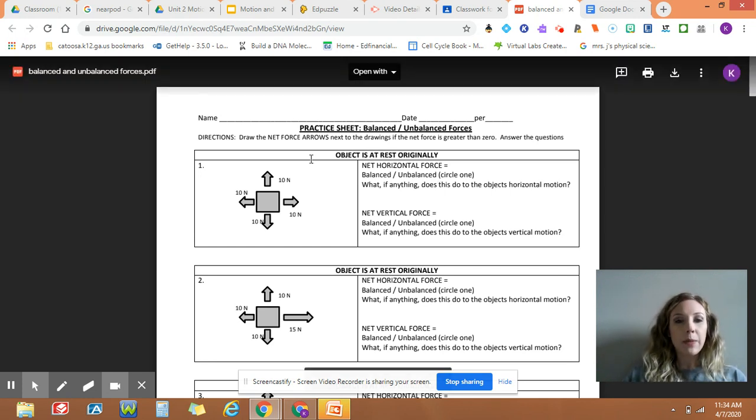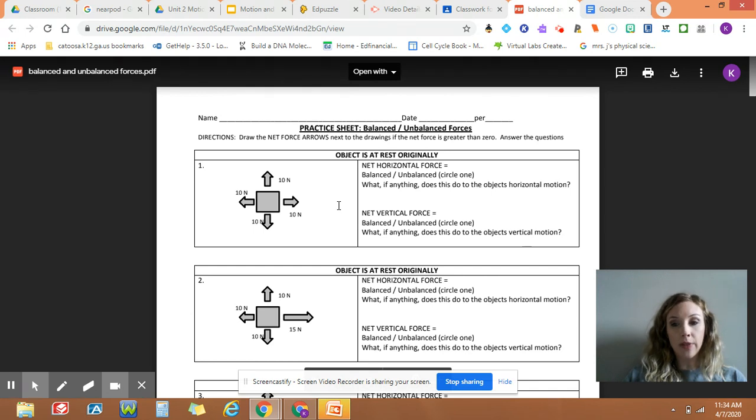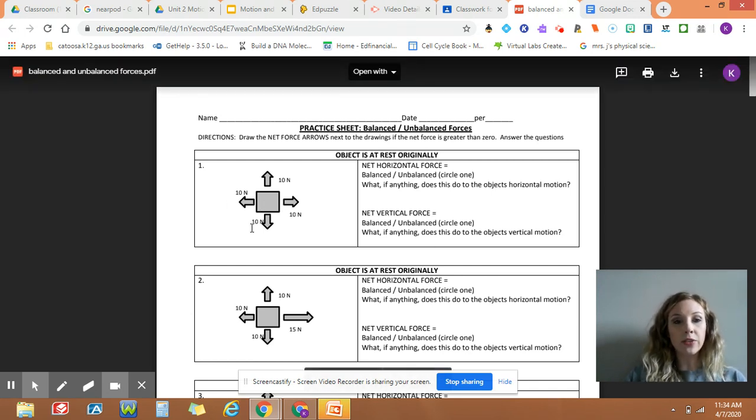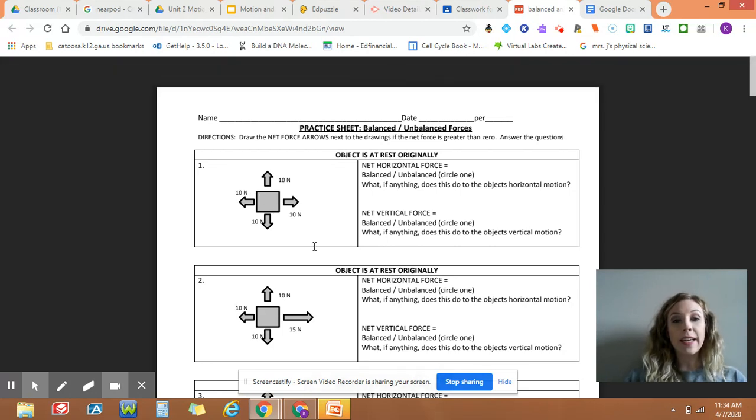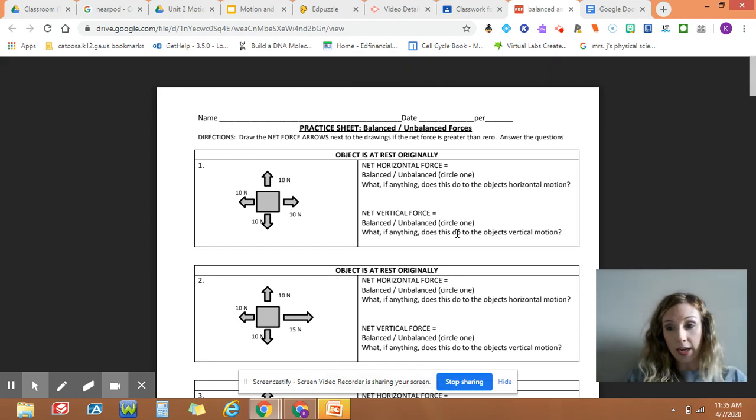So like in the first example, it says that the object is at rest. Okay, so the net horizontal force, so that means we're looking at left to right. So we're looking on the x-axis. So you've got 10 going in one direction, 10 going in another direction. So 10 minus 10, if we're looking at this right here, is going to give us 0. So we have 0 net force going in the horizontal direction. And the vertical, so what does that tell us about the horizontal motion? Well, there's not going to be any motion because the object is already at rest. The forces are going to cancel each other out, so there's going to be no change in motion.